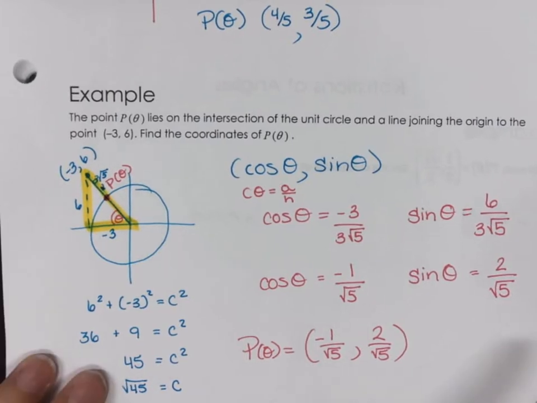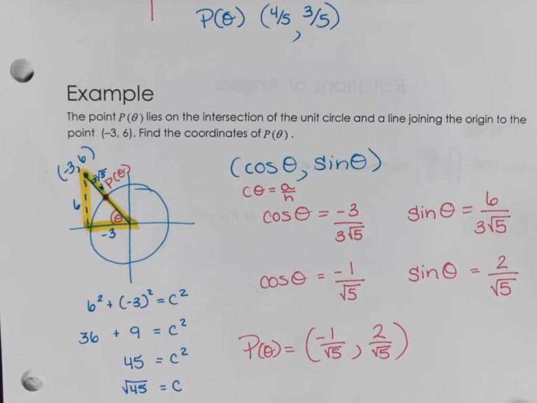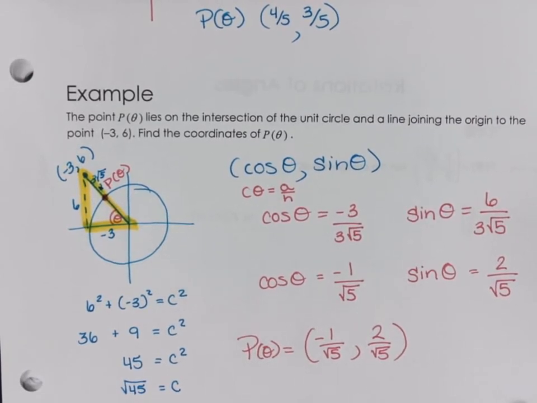Okay, all right. So two methods, both get you to the exact same answer. It's whatever you feel most comfortable with. And yes, you're going to have to simplify radicals, whether you like it or not, depending on the question.